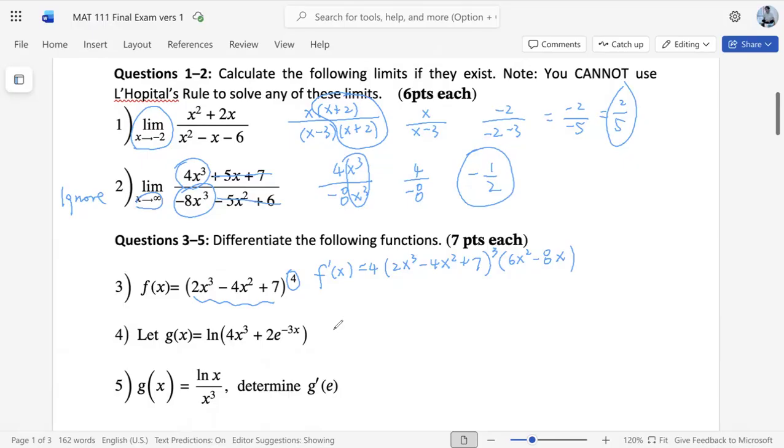For the second one, we want to differentiate g. Right? So g prime equals, first I see ln. The ln derivative is 1 over whatever this value is. So 1 over 4x cubed plus 2e to the -3x. Right, that's firstly to deal with ln. Secondly, find the derivative of the inside. And that's going to be in the numerator. So that's 12x squared minus 2 times 3, -6.